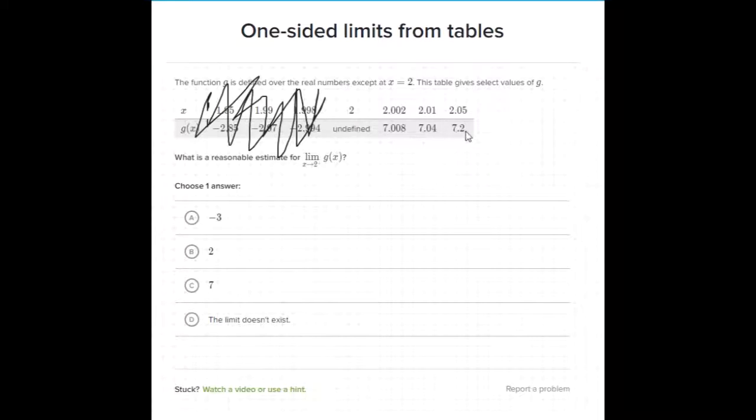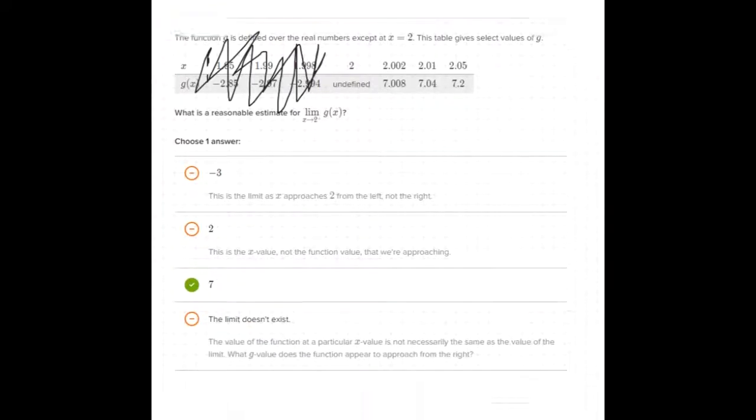So we see 2.05 is at 7.2. 2.01, getting closer to 2, is at 7.04, getting closer to 7. And 2.002, the y value is 7.008, which is getting closer to 7. So by looking at this, we could assume that the limit is 7, and we check, and that's correct.